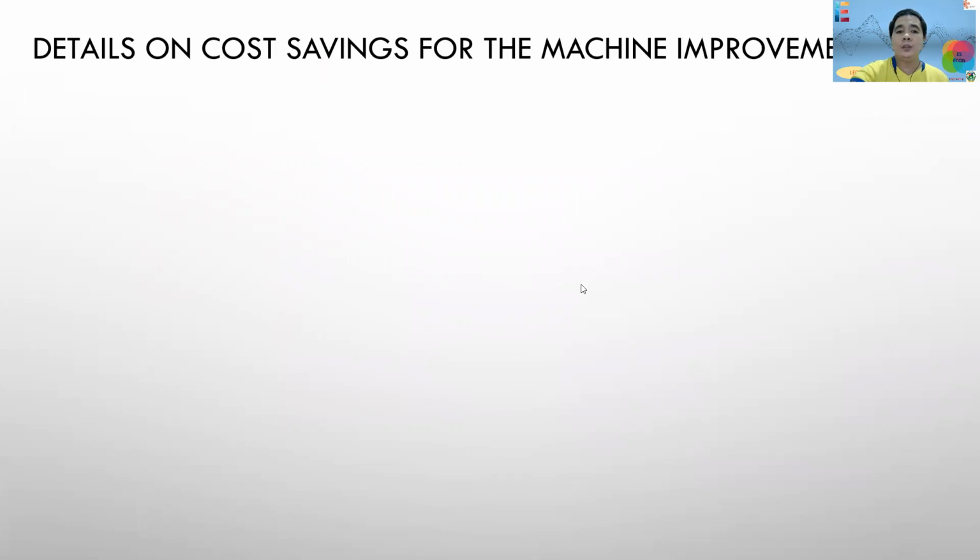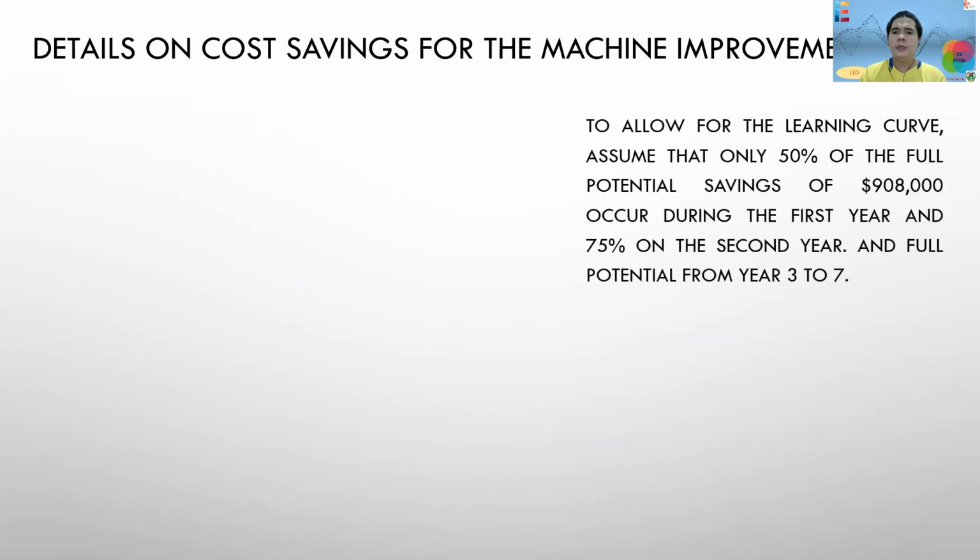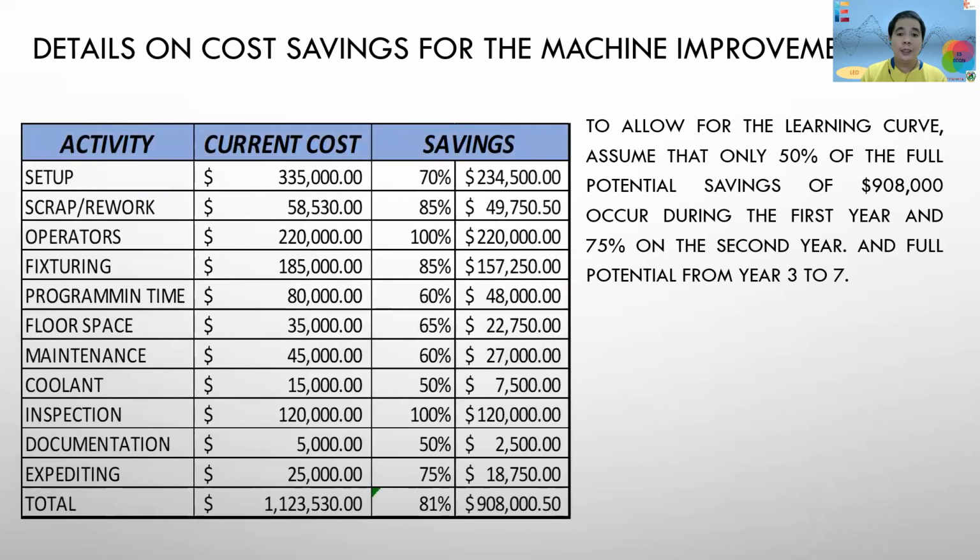So here are the details on the cost of the machine improvement. So comes the cost of investment. Here comes the cost savings. To allow for the learning curve, assume that only 50% of the full potential savings of 908,000 occurs during the first year and 75% in the second year, and the full 100% potential from years 3 up to 7. So here is your breakdown for the cost savings.